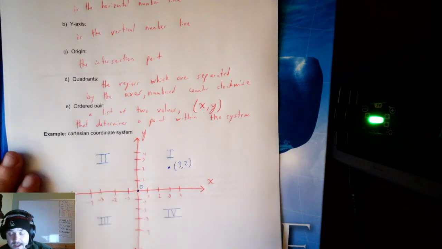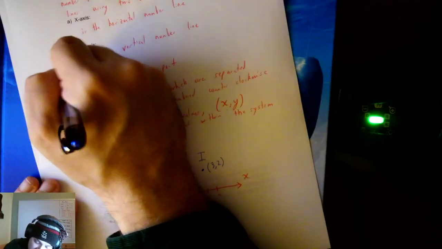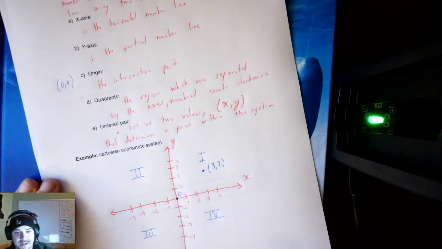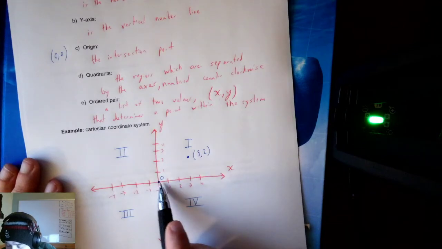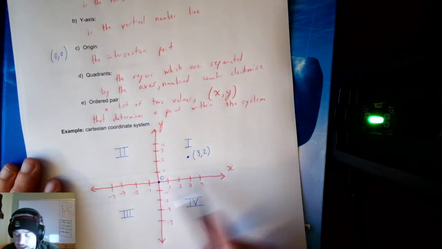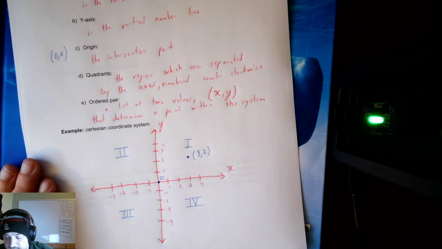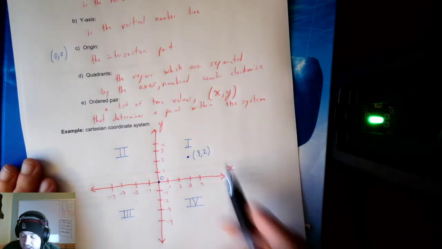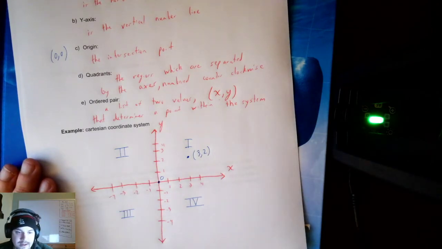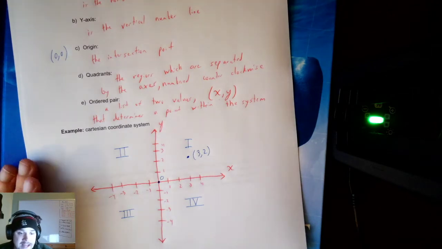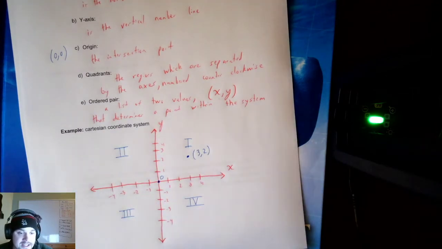Now, the origin is 0, 0 as an ordered pair, right? It's at 0 and 0. You don't go anywhere for the origin. So we can have ordered pairs as well. And this is the Cartesian coordinate system. Some people might call it the XY plane, the real number system.